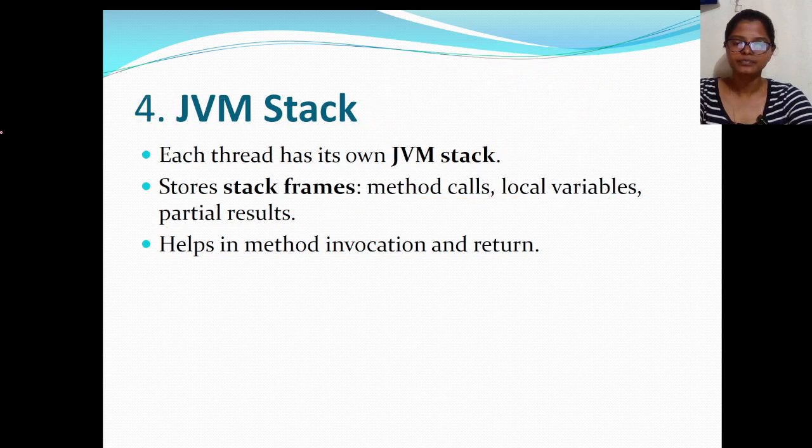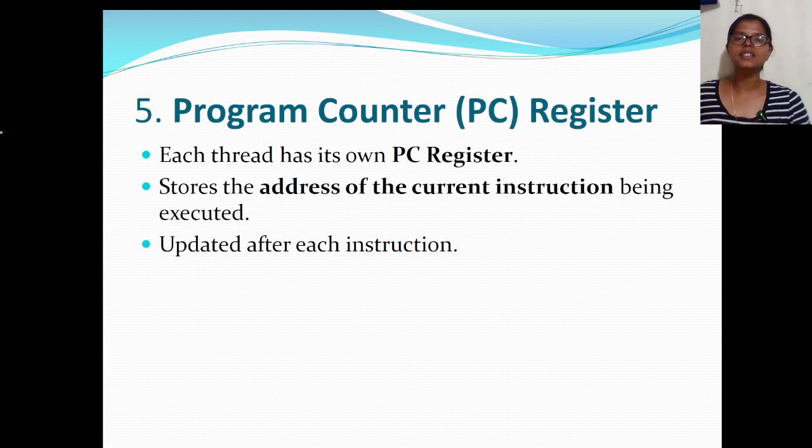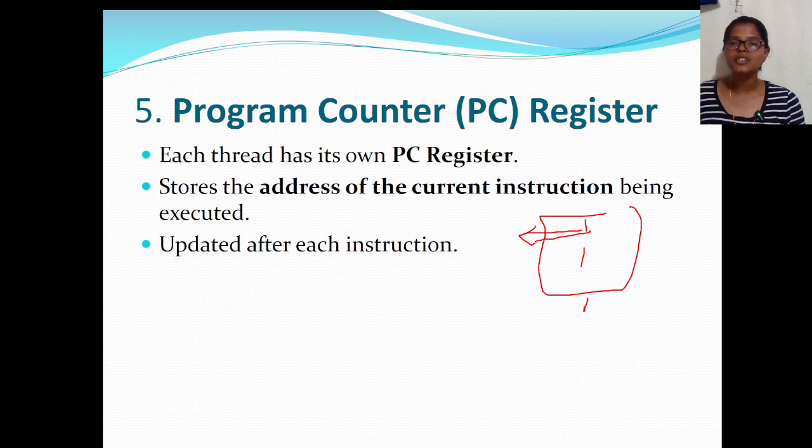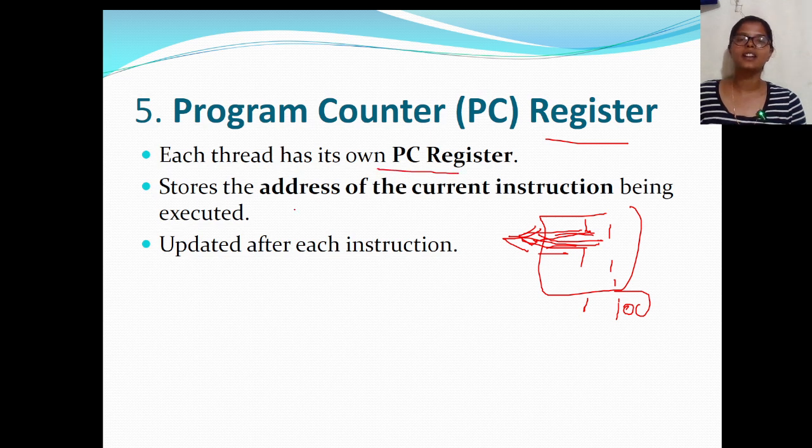Okay. Next, program counter register. What does it do? It stores the address of the current instruction. Like, suppose the JVM is executing 100 lines. Which instruction is being executed? That instruction address is stored in this PC, program counter register. Suppose you are writing 100 lines; each line is considered an instruction. Which instruction it is executing, that address will be stored in the PC register.